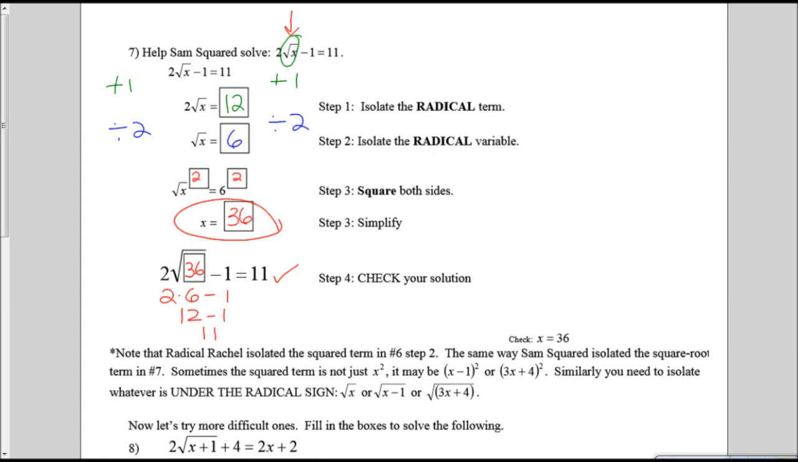It says, note that Radical Rachel isolated the squared term in number 6, step 2, the same way Sam Squared isolated the square root term in number 7. Sometimes the squared term is not just an x squared. It may be an x minus 1 squared or a 3x plus 4 squared. Similarly, you need to isolate whatever is under the radical sign. So whether it's the square root of x, or if it's more stuff underneath, we would need to isolate the radical sign. So that's going to be our biggie right here, is to isolate the radical in each equation.